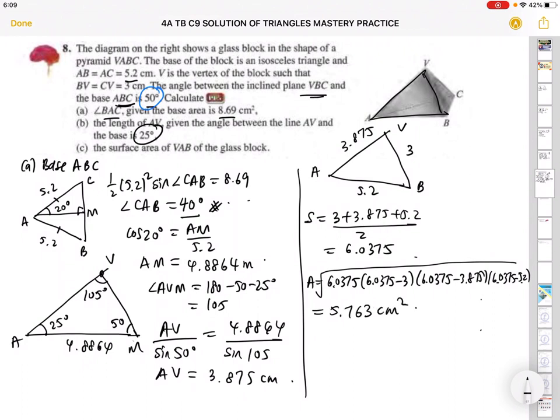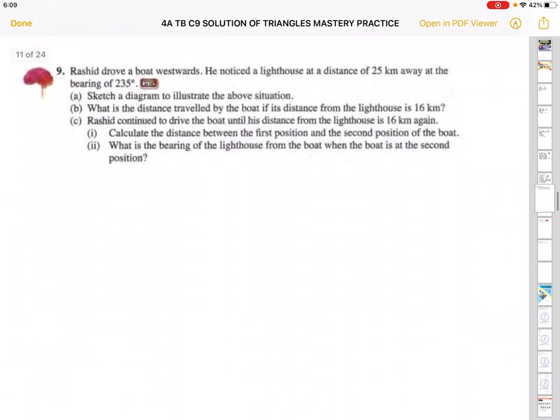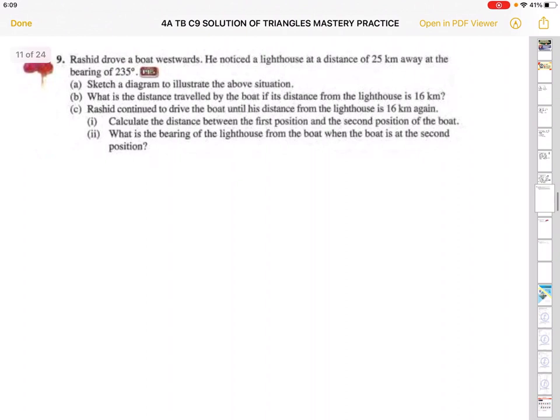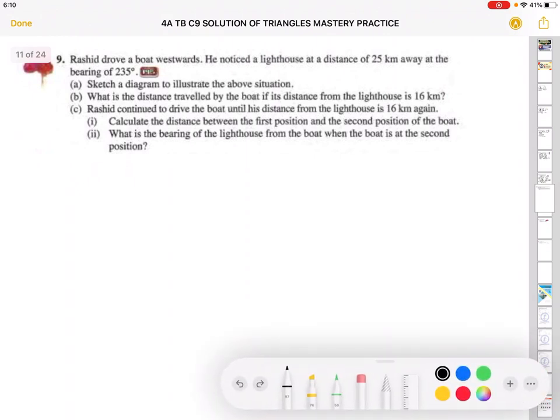Next one. All right. So Rashid drove a boat westward. He noticed a lighthouse at a distance of 25 km away at a bearing 235. Sketch a diagram to illustrate the situation. Okay, so now I'll draw a line like this. Okay, a horizontal line. He's supposed to travel west.